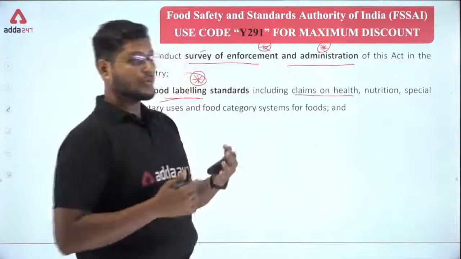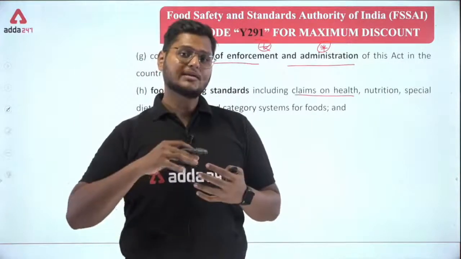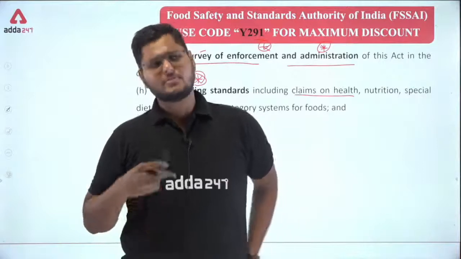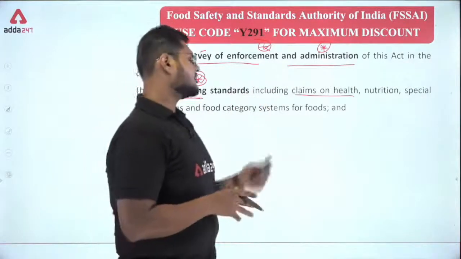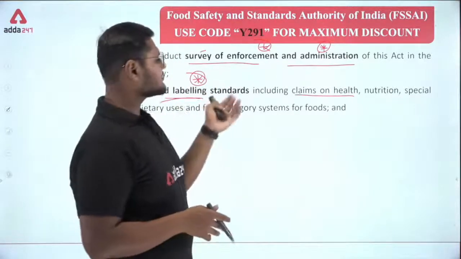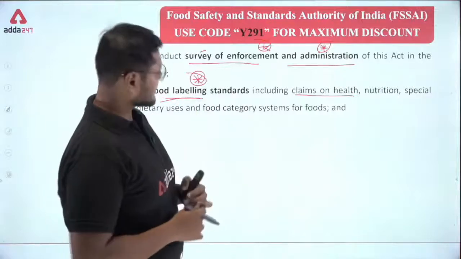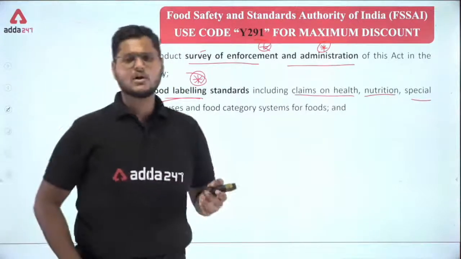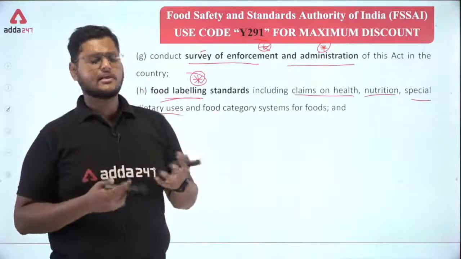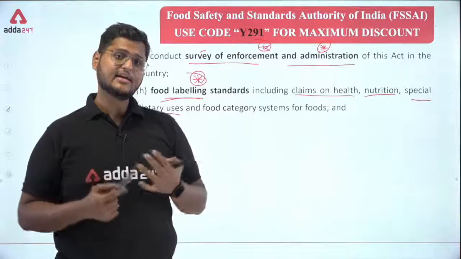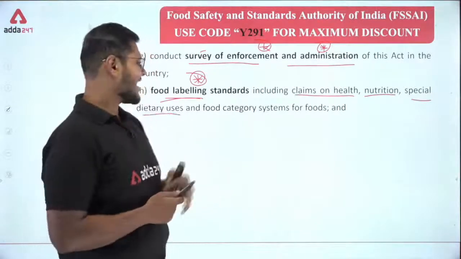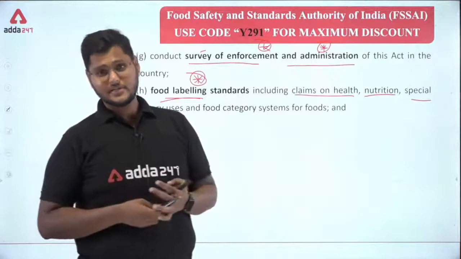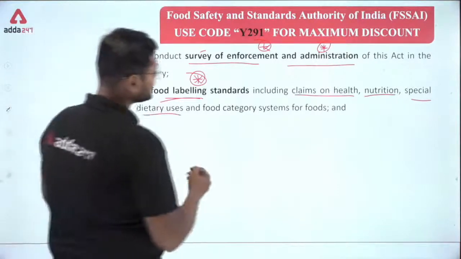If a certain food is saying that by consuming it you will be cured of a disease, for example, you might have heard about so many foods that say drink this and you will be free of your diabetes, the food business operators who are claiming these things also have to take care of certain things that are mentioned by the FSSAI. Then nutrition. Then special dietary uses. For example, we have different Horlicks and different beverages, like energy drinks that claim that when you drink them you will be full of energy. And you have different variants of Horlicks like mother's Horlicks, women's Horlicks, sugar free Horlicks for diabetic users. So these are the things. And food category system for foods.